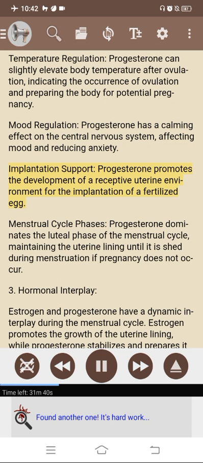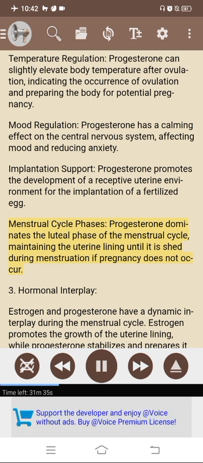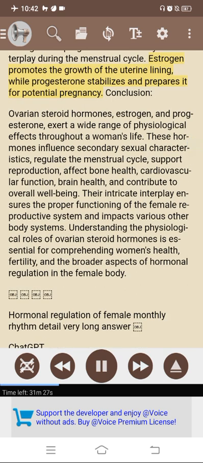Implantation support. Progesterone promotes the development of a receptive uterine environment for the implantation of a fertilized egg. Menstrual cycle phases. Progesterone dominates the luteal phase of the menstrual cycle, maintaining the uterine lining until it is shed during menstruation if pregnancy does not occur. 3. Hormonal interplay. Estrogen and progesterone have a dynamic interplay during the menstrual cycle. Estrogen promotes the growth of the uterine lining, while progesterone stabilizes and prepares it for potential pregnancy.